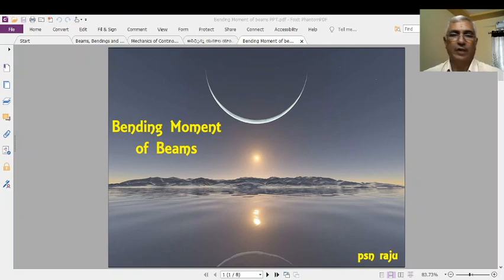In this video class, based on our previous knowledge in the mechanics of the continuous medium, that is about different types of loads, different types of bendings and different types of beams, now we are interested to discuss the bending moment of the beams. That is, how to measure the bending moment of a beam.